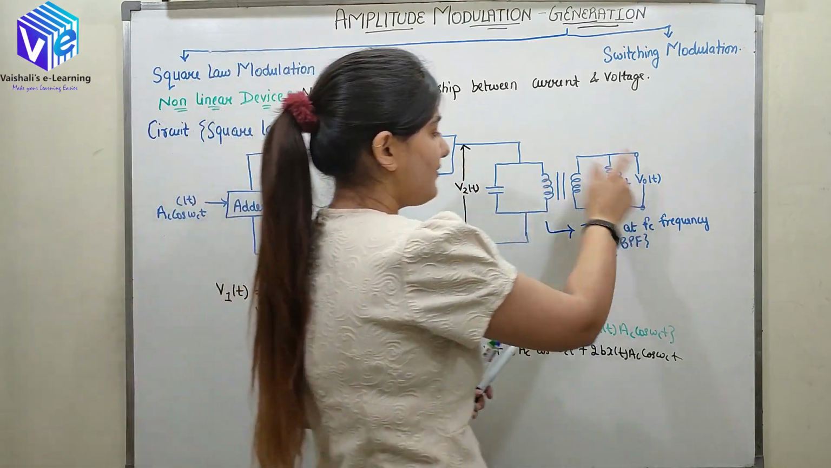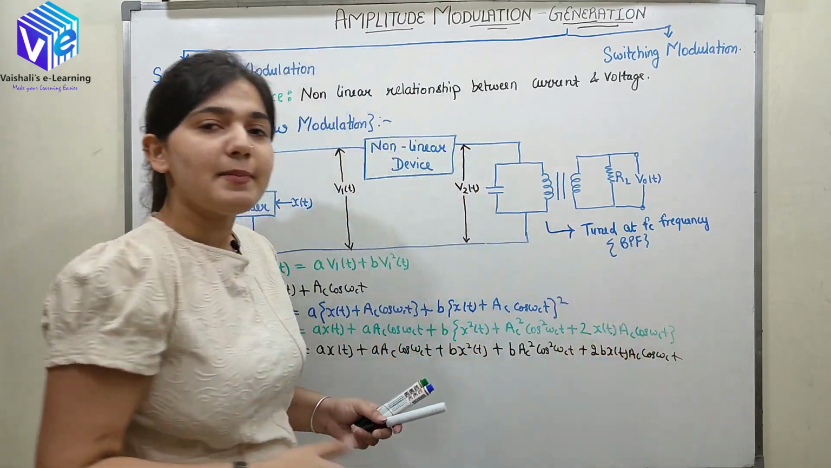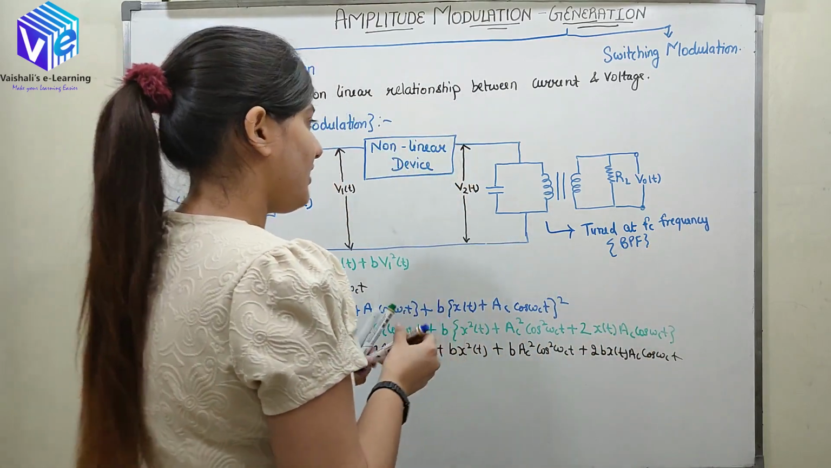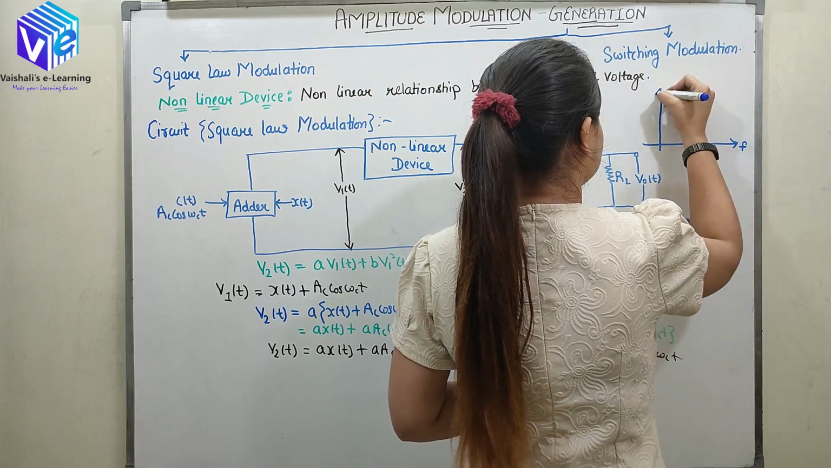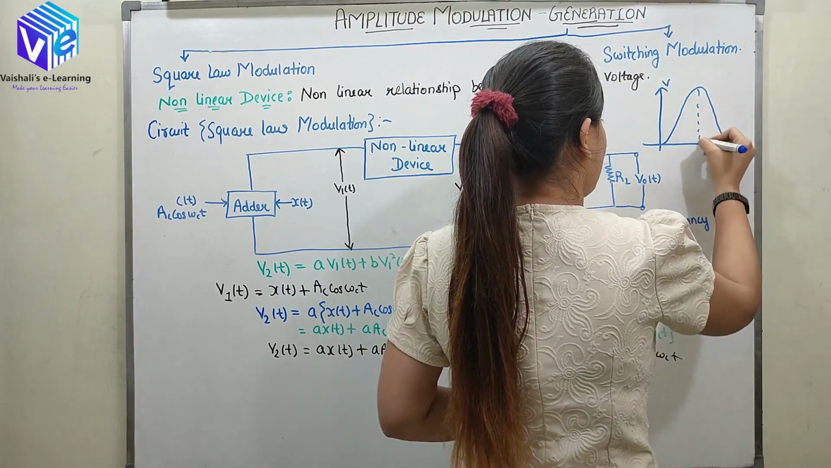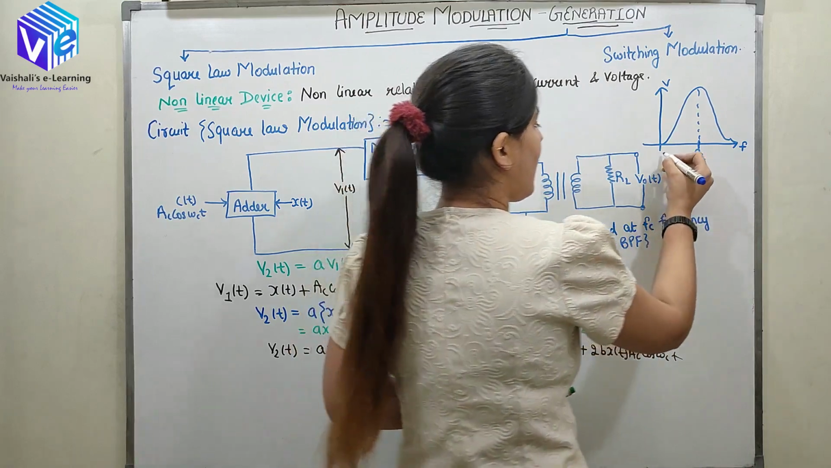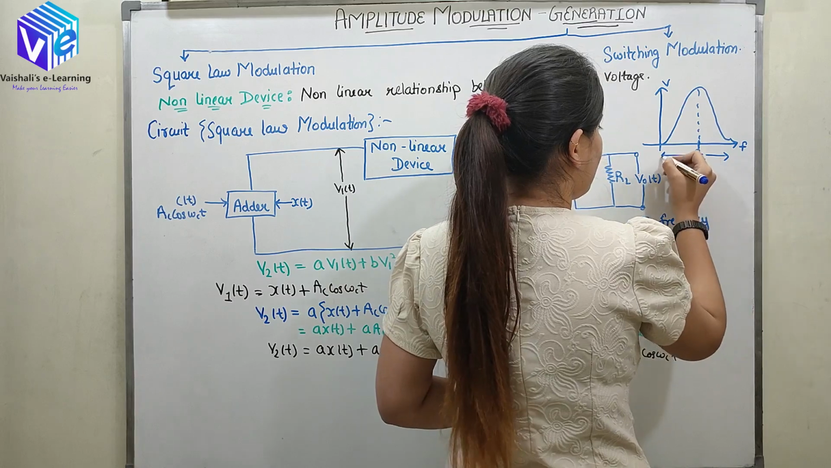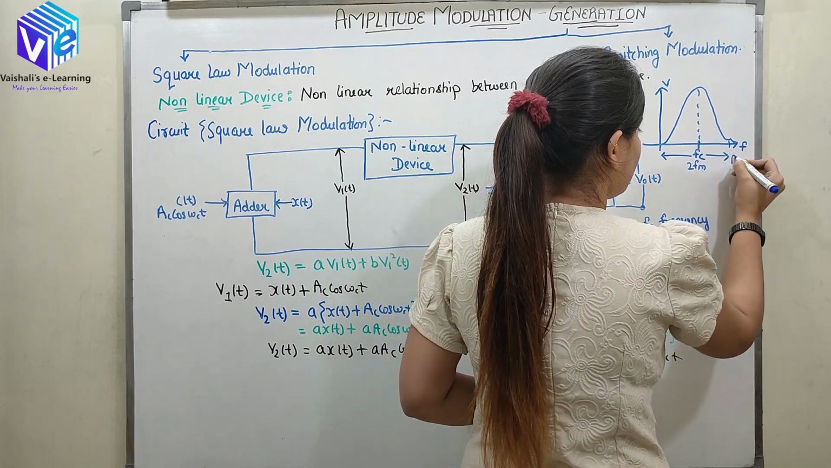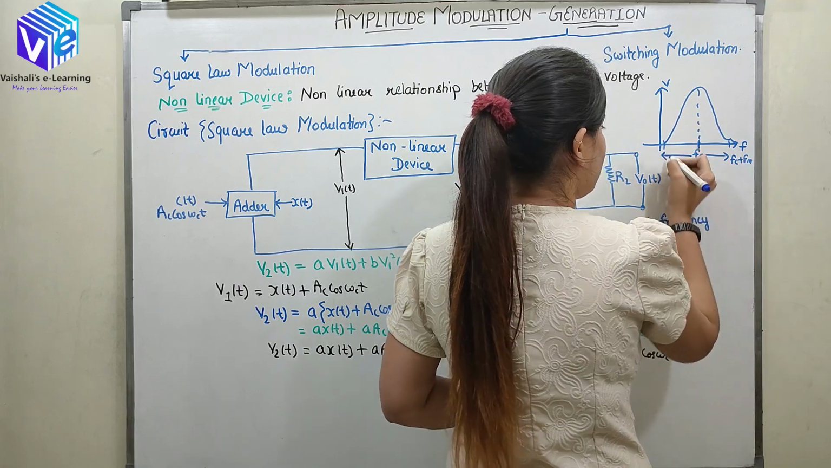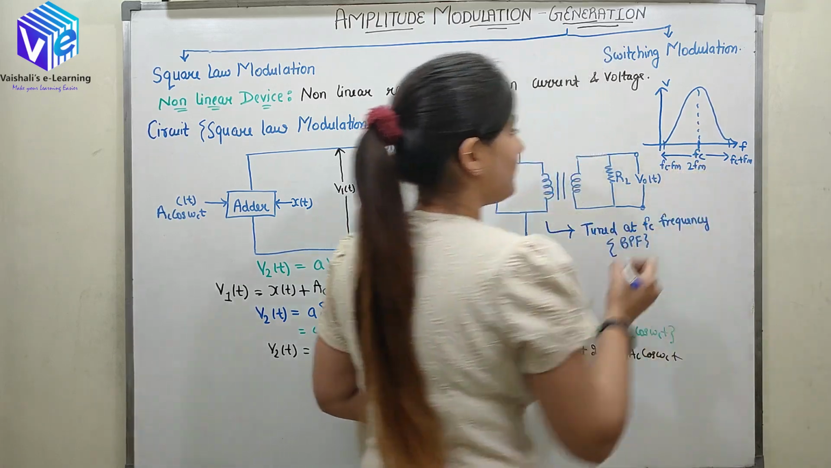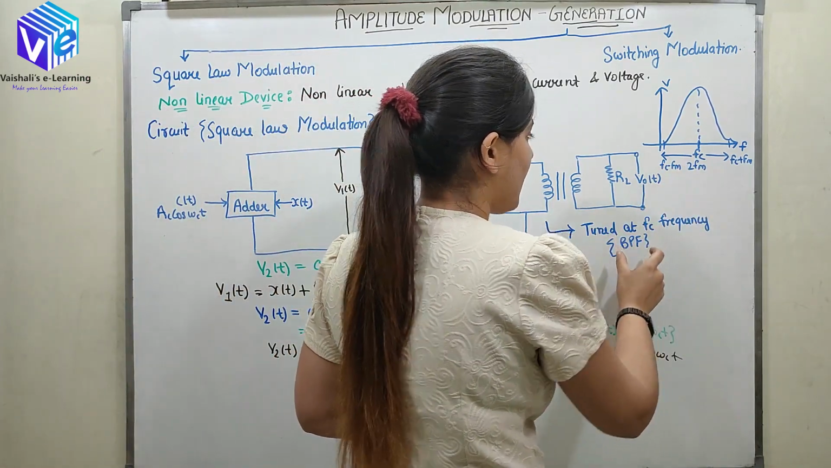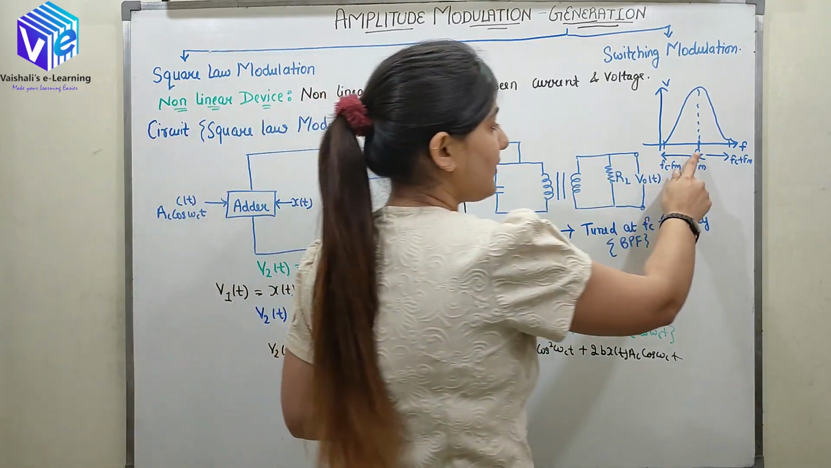So after that I have this LC oscillator which is working as a band pass filter and it is tuned at FC frequency. So now if I see the graph, it has the maxima at FC and I am taking the bandwidth to be 2 FM. So here I will be having FC plus FM and here I will be having FC minus FM. So this is the graph of this band pass filter. So it will only pass the frequencies which are centered around FC.